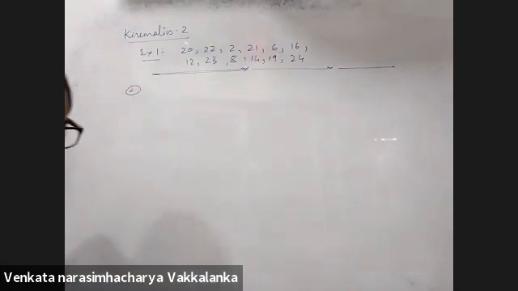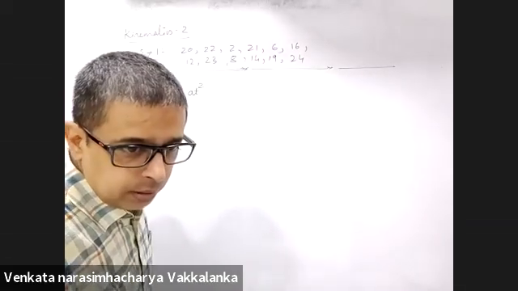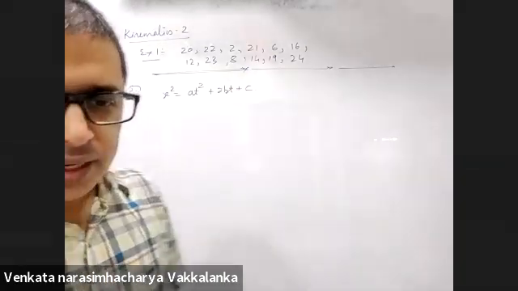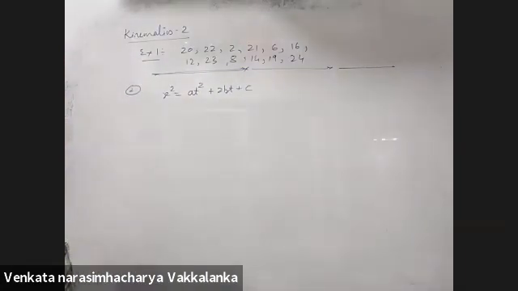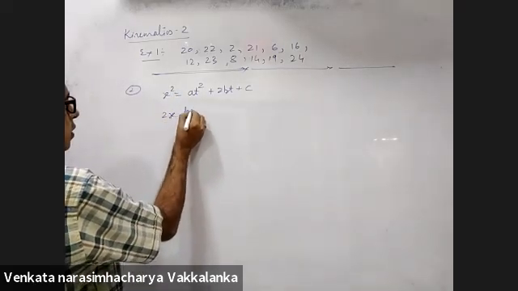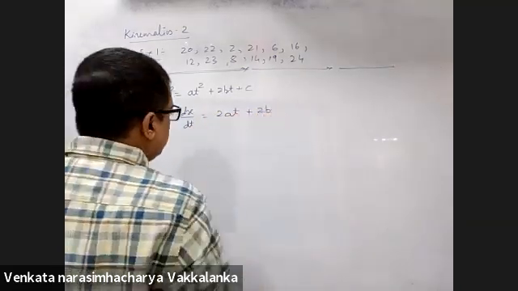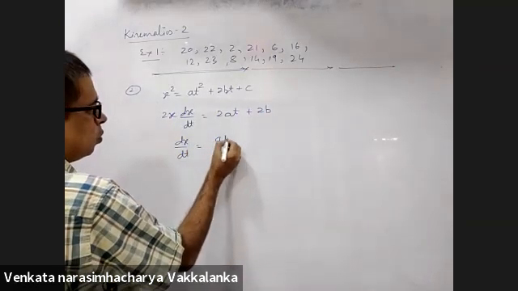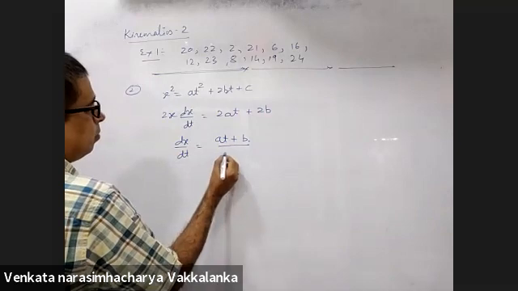Second question. x square is equal to at square plus 2bt plus c, where a, b, c are constants. Then the acceleration varies along a straight line. So the displacement is given as this. The particle moves along a straight line. 2x dx by dt is equal to 2at plus 2b. dx by dt is equal to (at plus b) by x.